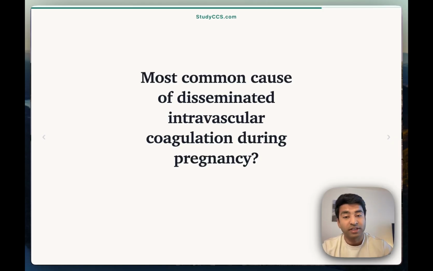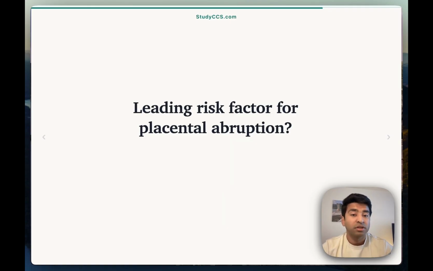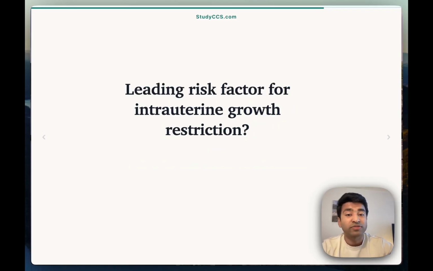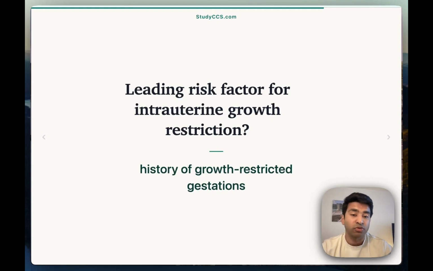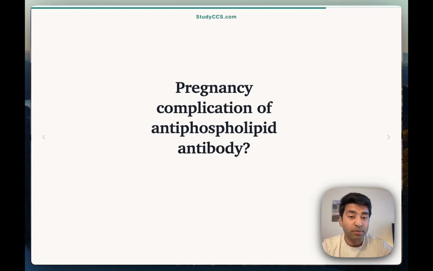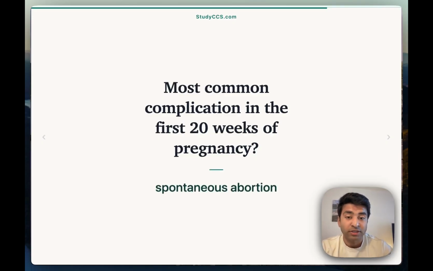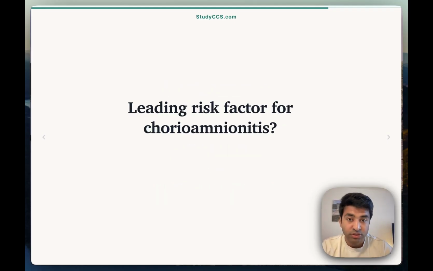Most common cause of DIC during pregnancy is placental abruption. Leading risk factor for placental abruption is prior abruption or hypertension. Leading risk factor for intrauterine growth restriction is history of growth-restricted gestation. Pregnancy complication of antiphospholipid antibody is recurrent spontaneous abortion. Most common complication in the first 20 weeks of pregnancy is spontaneous abortion.